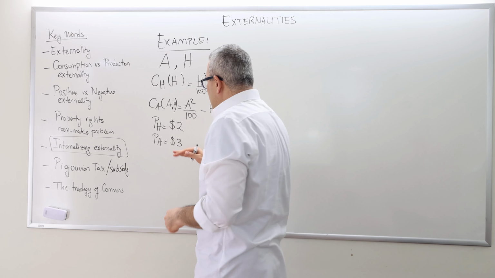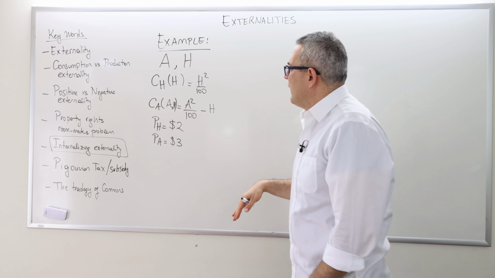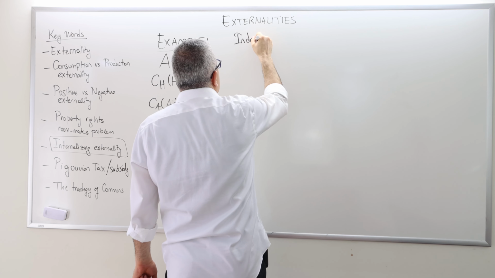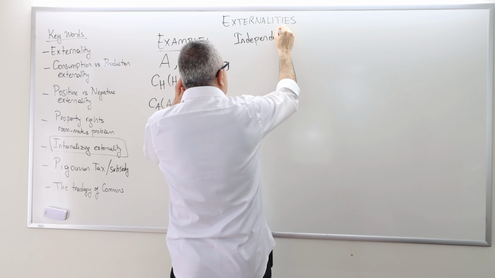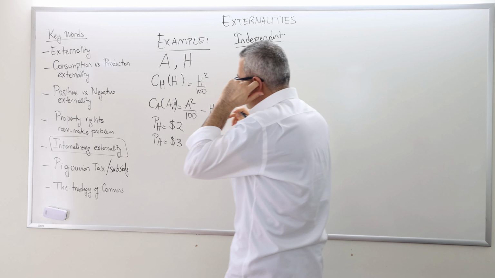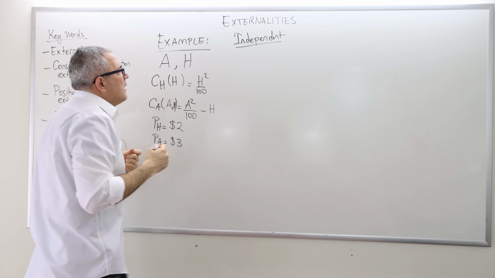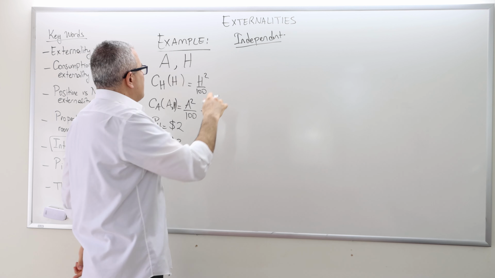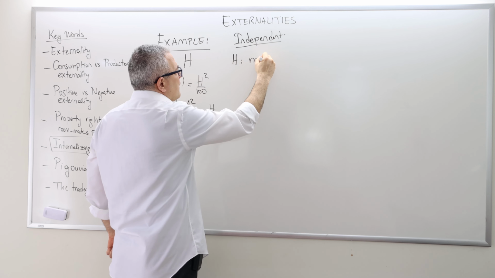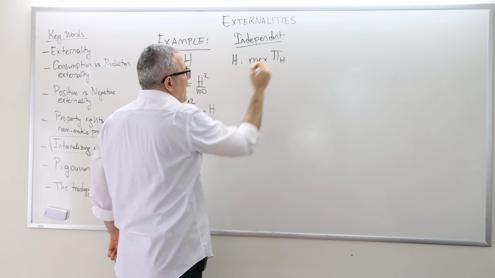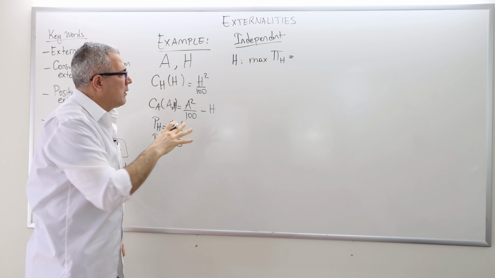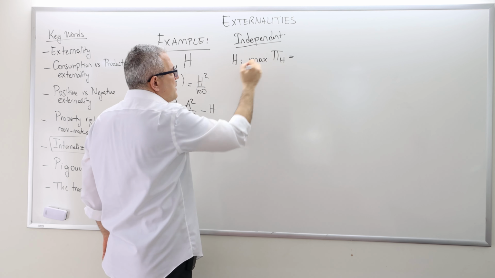Okay? So let's solve this problem. First off, the independent case. What if these firms are acting independently, and then what if they act jointly? If they're acting independently, the honey producer is going to maximize its own profit, pi H. By the way, what is it choosing? It's only choosing honey.